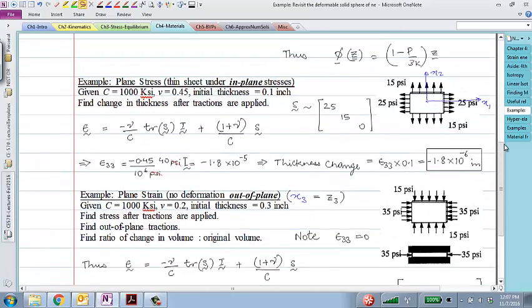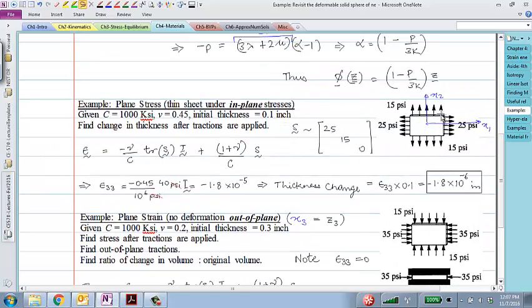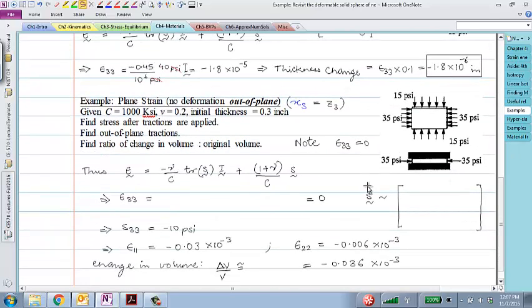Whereas for the plane stress problem, the stress is zero in the 3-3 direction, but the strain is not zero in the 3-3 direction. Plane strain, the opposite thing happens. Strain is zero, but stress is not zero. So let's see what this problem is asking for. Material properties are given, an initial thickness of 0.3 inches. Find the stress after tractions are applied, find the out-of-plane traction, which is basically the 3-3 component of this stress, and find the ratio of change in volume versus original volume, something you've actually looked at for your homework problem as well.